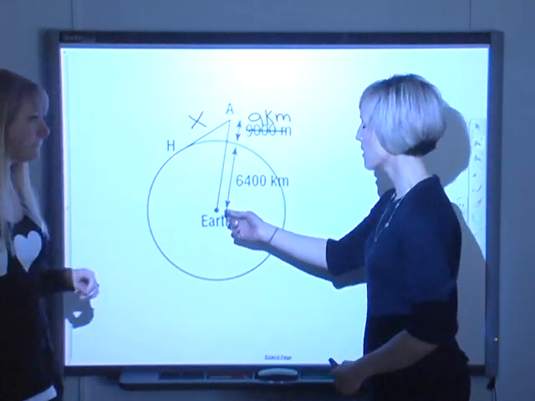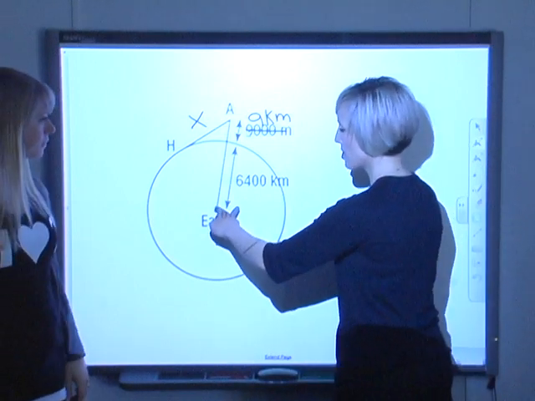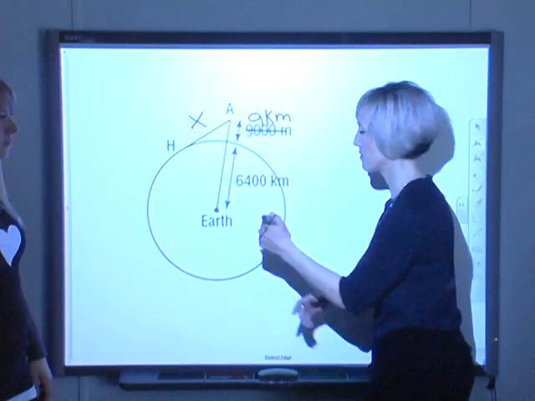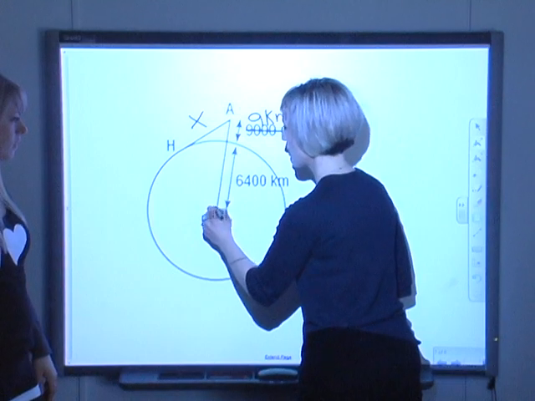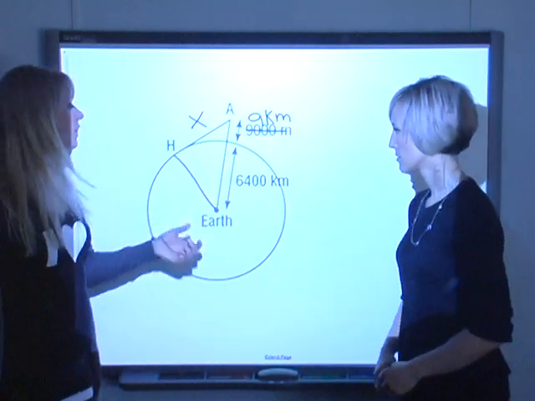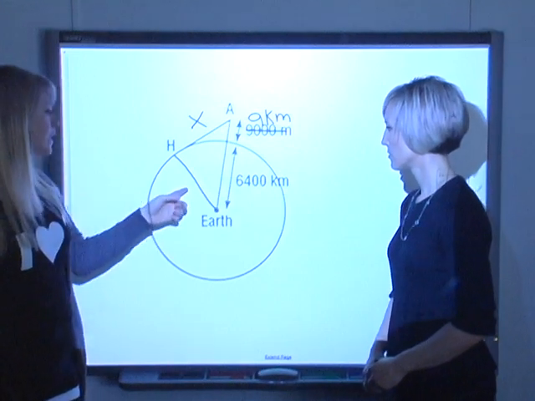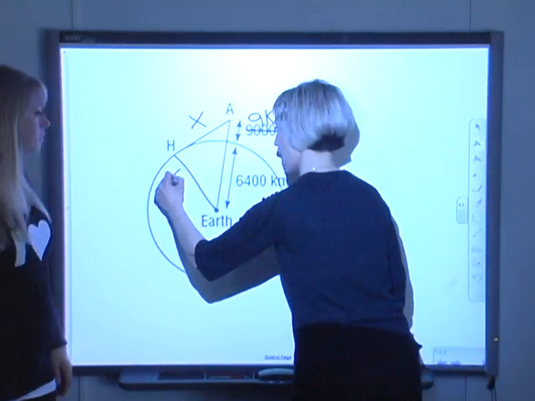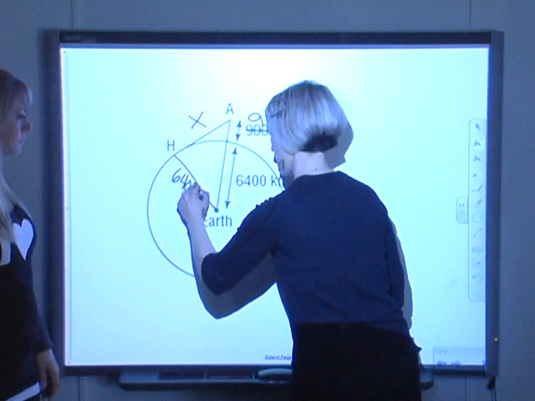Well, let's draw in another radius, right? We know that from the center of any circle to an outside point is called the radius. So I'm going to draw in a radius from here to point H. And if these are both radius, then we should know that this also is 6,400 kilometers. Okay, so I'm going to label that in 6,400.